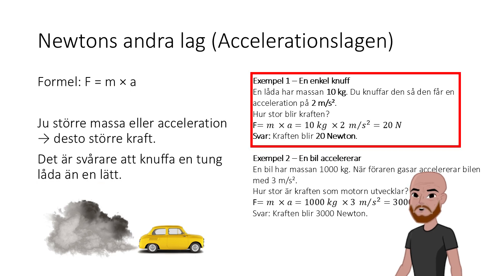Newton's second law shows how forces work in practice. Imagine you're going to push a box that has a mass of 10 kilograms. You push so that it starts moving faster and faster. That means it accelerates. If the box has an acceleration of 2 meters per second squared, we can calculate the force with the formula F equals m times a. That's 10 kilograms times 2 meters per second squared, which equals 20 newtons. That means you're using a force of 20 newtons to get the box moving.